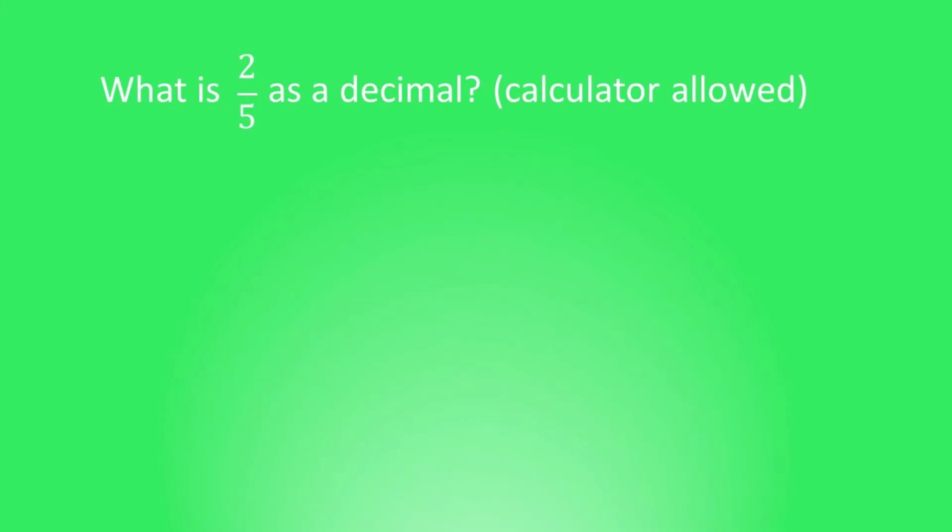What is 2/5 as a decimal? And we're allowed to use a calculator for this. So when you're allowed to use a calculator, these are really easy questions. You just need to understand that we can interpret that 2/5 as 2 divided by 5. So on your calculator, just 2 divided by 5, your calculator will work that out for you, and that gives you 0.4. Okay, so as a decimal, 2/5 is 0.4.